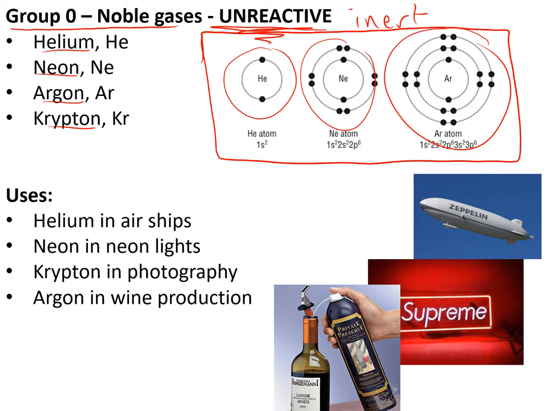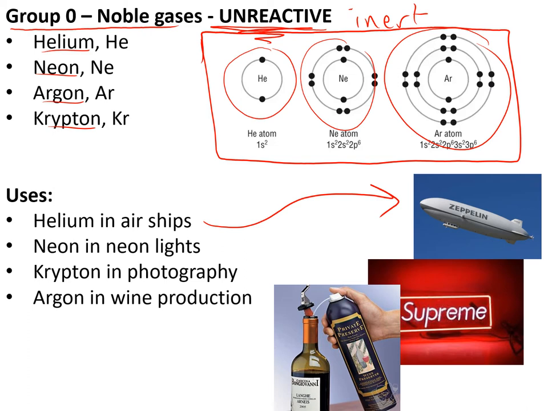That unreactive, or that lack of reactivity, explains most of their uses. So for example, helium is used in airships for two reasons, partly because it's got a very low density, so it floats, but also because it doesn't react. We used to use hydrogen in airships, which also has a low density, but it has the unfortunate habit of exploding, which was very unfortunate for the passengers of those airships.